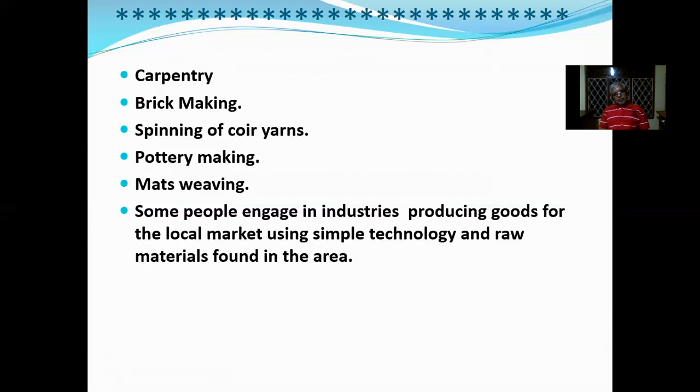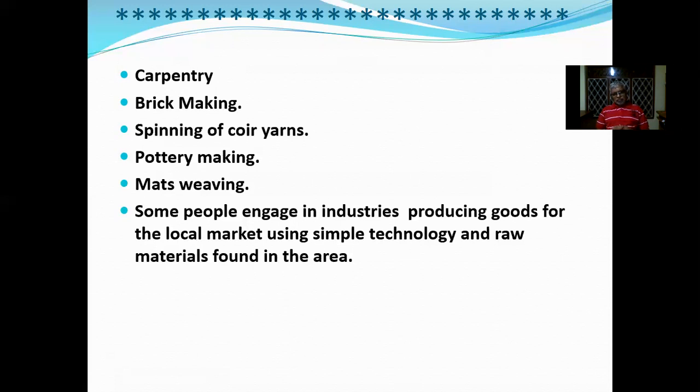So a lot of people produce for the local market because they produce in a small amount and they use simple technology, because their technology is also not so high. They don't produce these items in large factories, but sometimes using small machineries they produce these items. That is called simple technology. And raw materials found in the area. The raw materials also they find in their immediate surrounding.